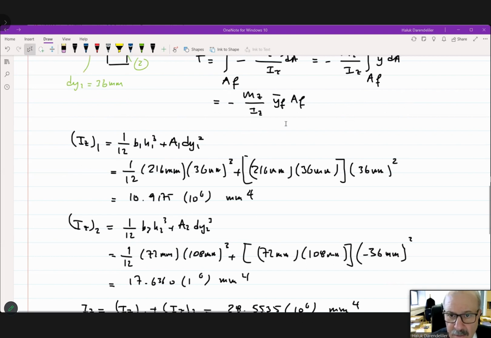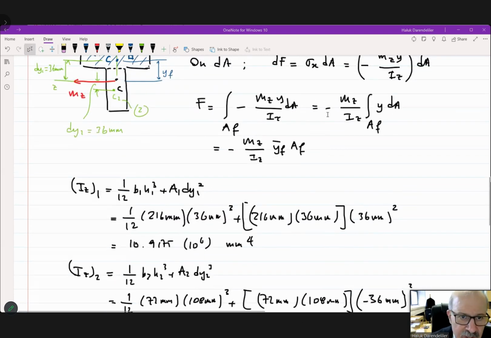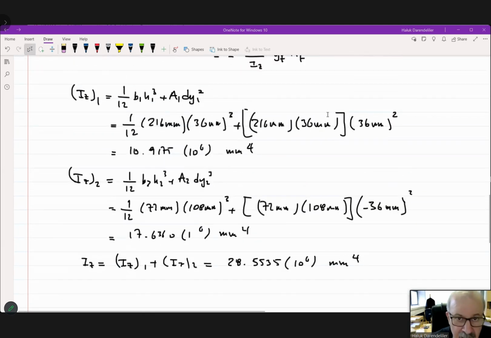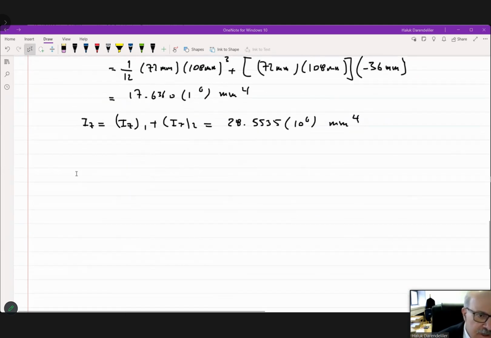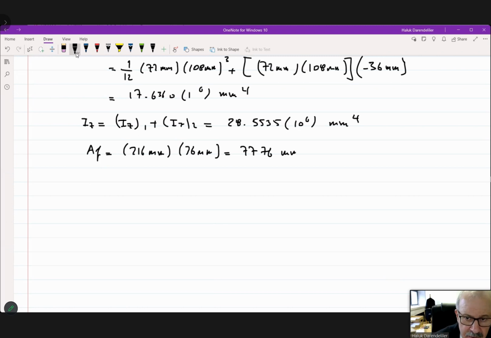We need YF and AF. YF is clear. YF is 36 millimeters. AF is the area of the flange. Now, the flange, the upper portion, is equal to 260 millimeters times 36 millimeters, and the area of the cross section H1 or the flange is 7,776 millimeters squared. And YF, as is very clear, the centroidal distance, is 36 millimeters.